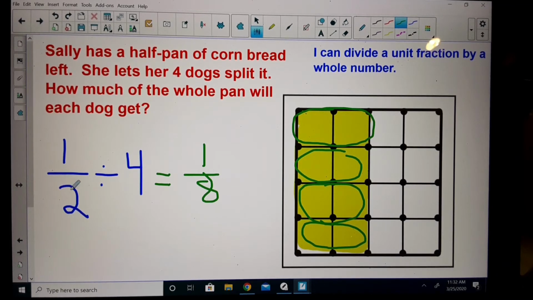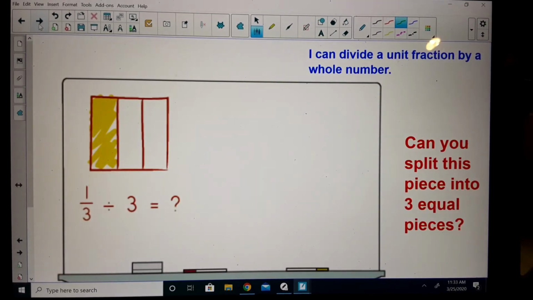Well, what do you notice about what's going on here? When we did a whole number divided by a fraction, our answer was a whole number. But now we have a fraction divided by a whole number, and our answer is a fraction. We have a 2 and a 4 and an 8. The 1 and the 1 here seem the same. Maybe you're starting to figure this out already. Let's look at another example.